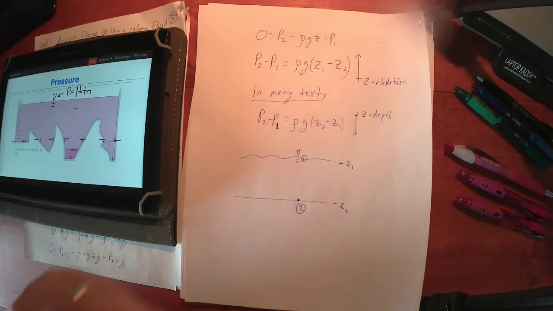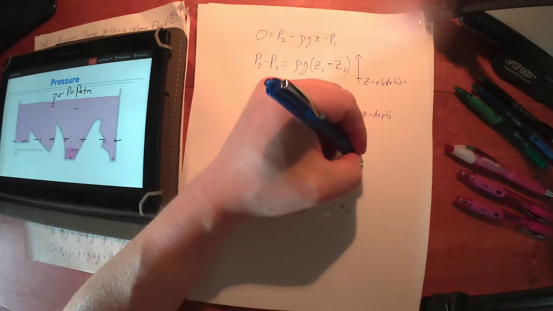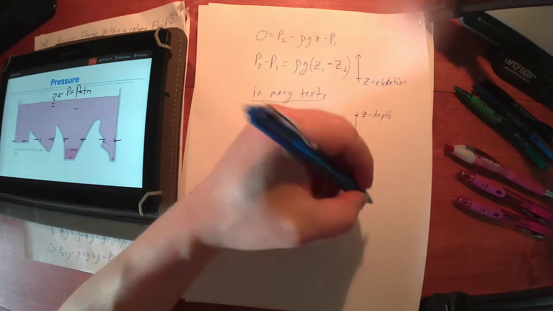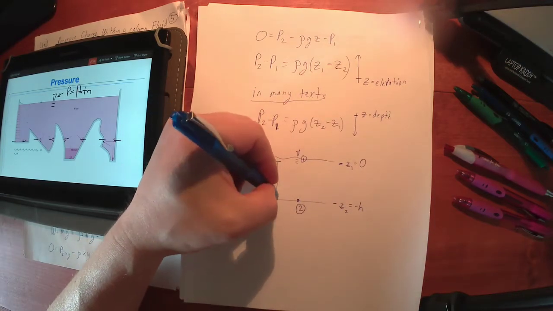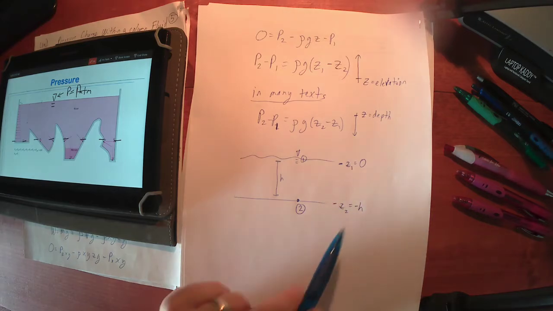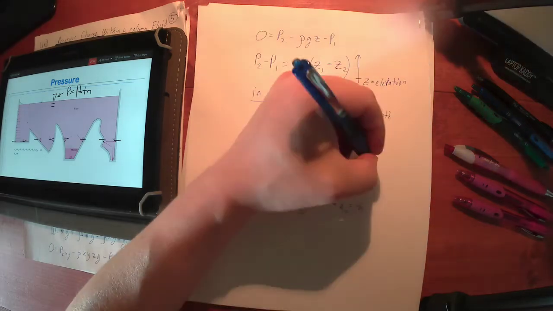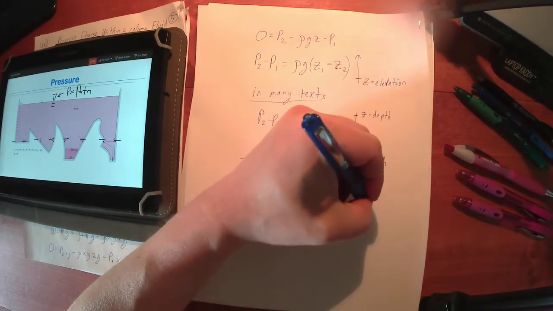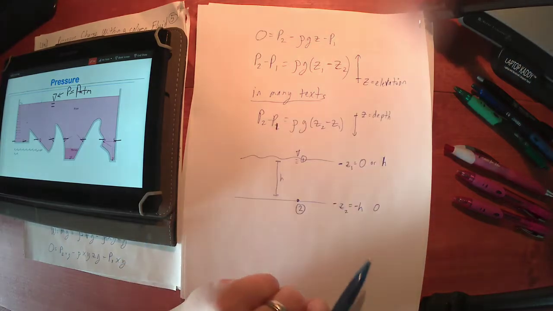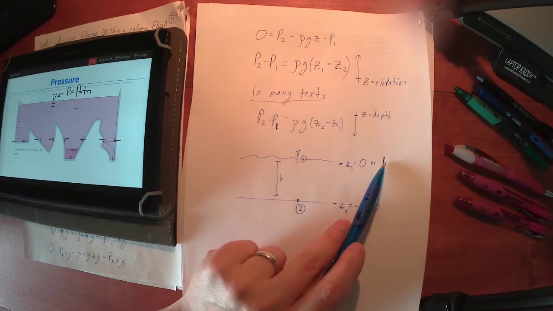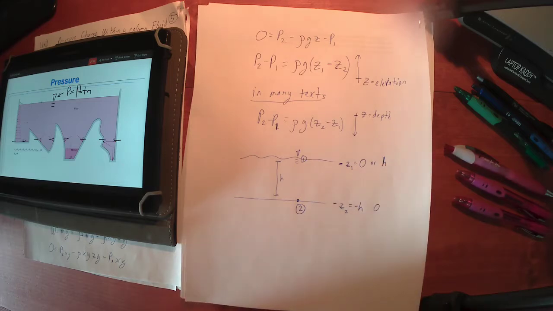If I say the surface is 0, then this is minus h, if this is height h. If this is 0, then this is minus h, because this is below. I've decreased my elevation to get here. Or you can say that this is h if you say point 2 is 0. Anything above that is positive, so this is h.